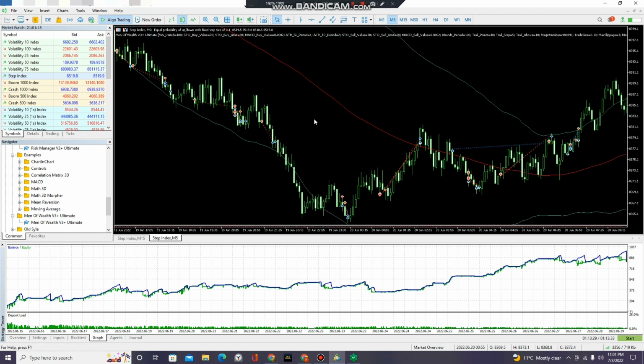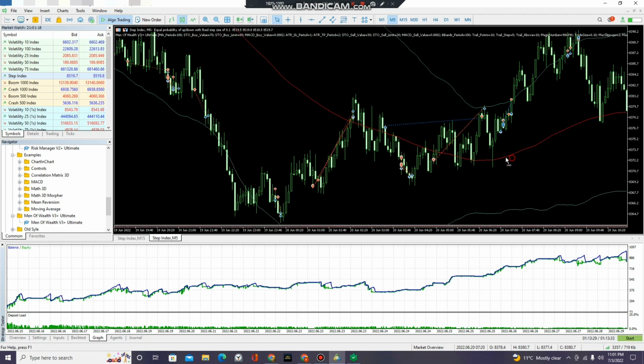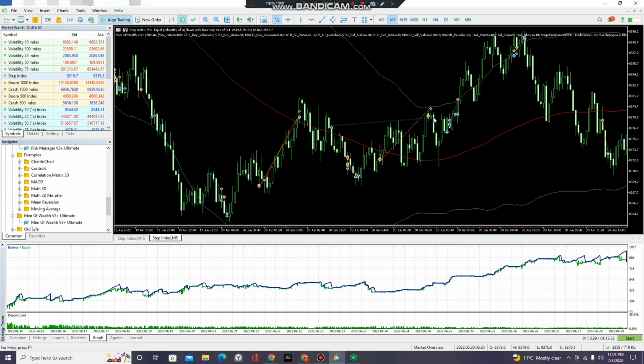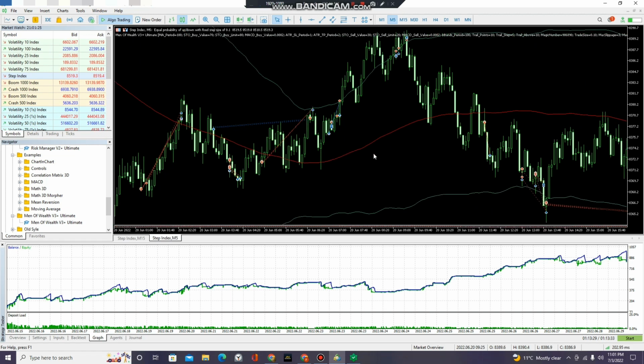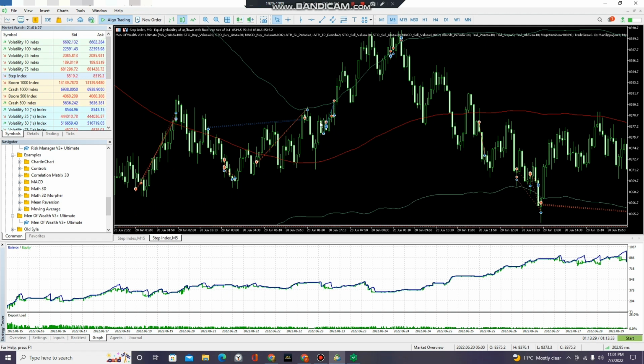And again, we started to sell. A loss over here, a loss over here. This wasn't a loss because the buy is here, and it closed above the entry point, so it was a buy. So it just held a little bit longer.